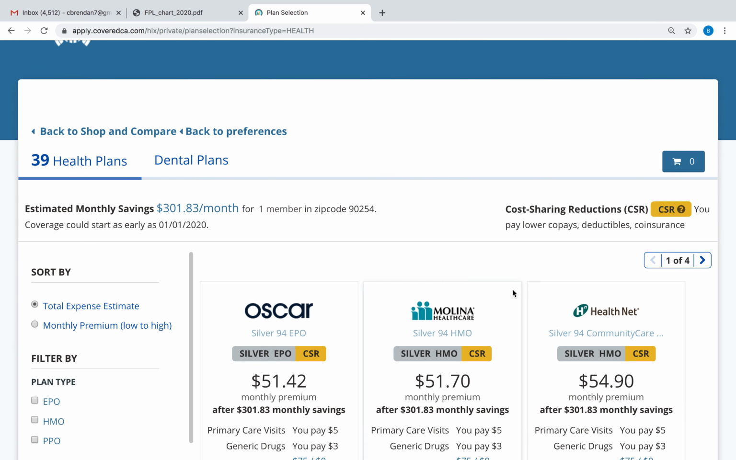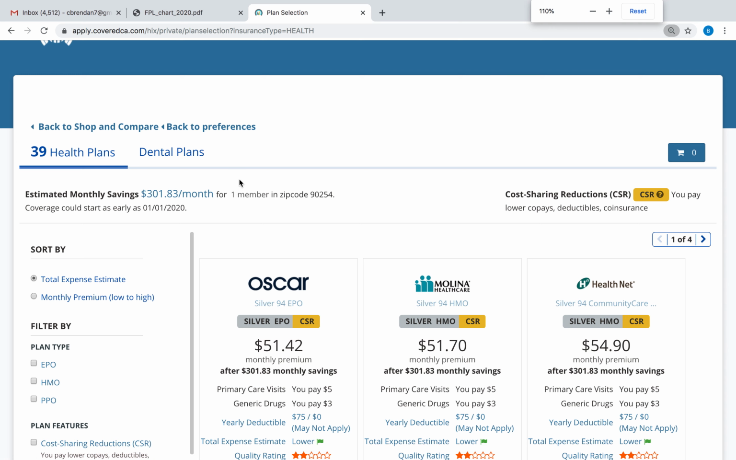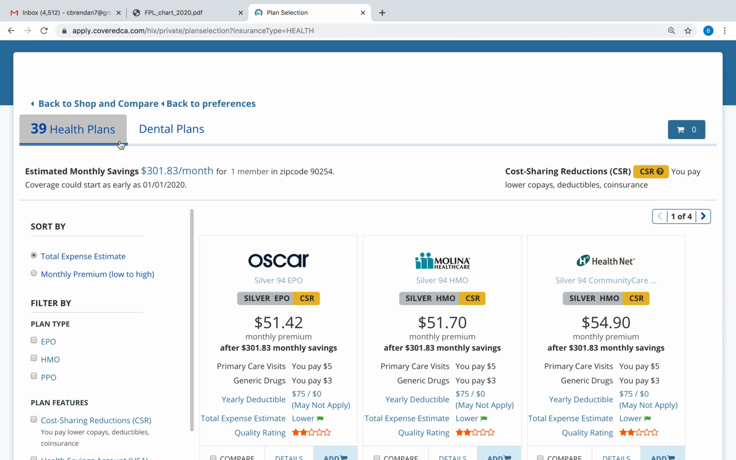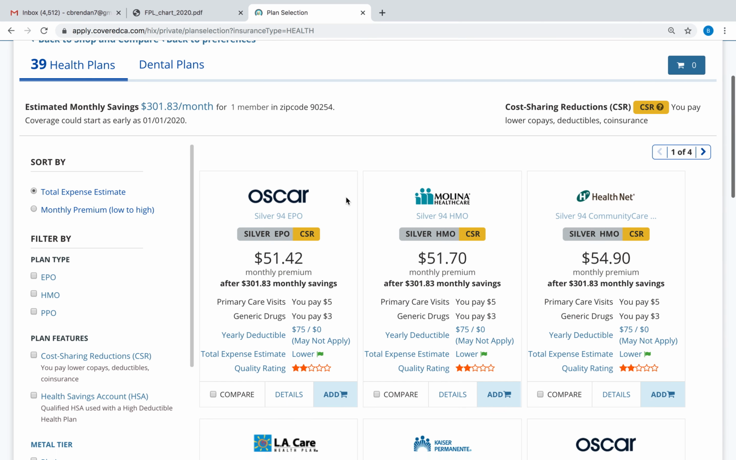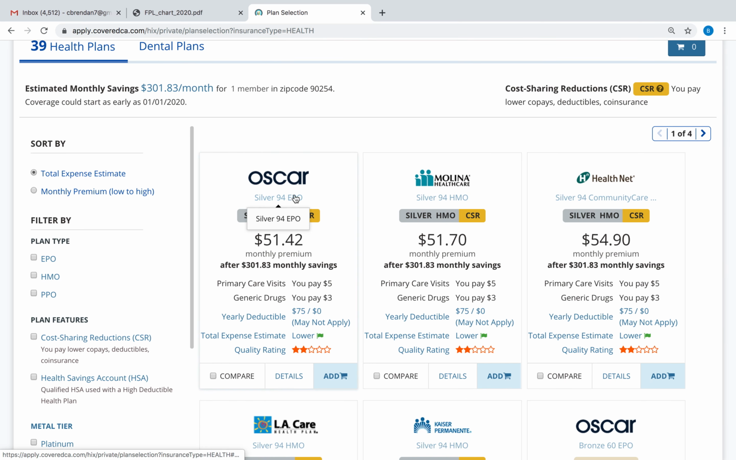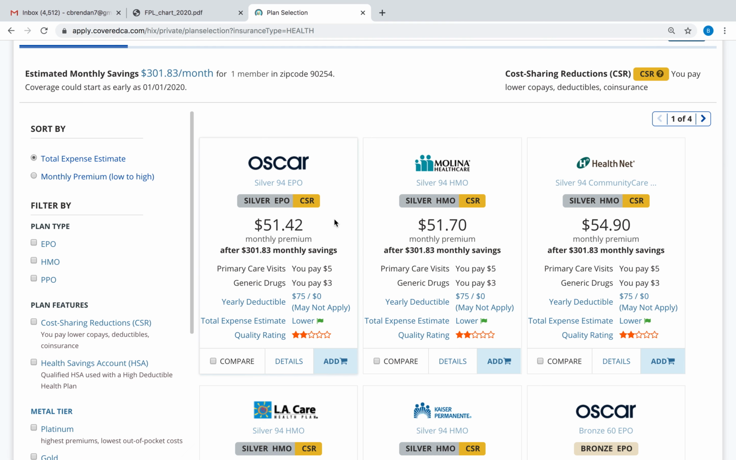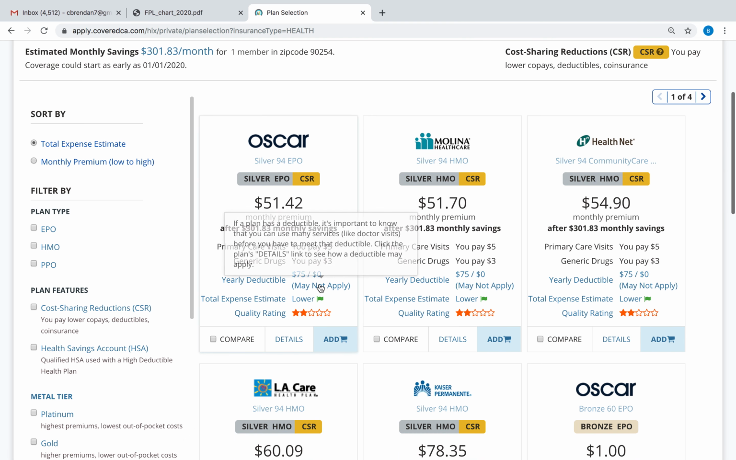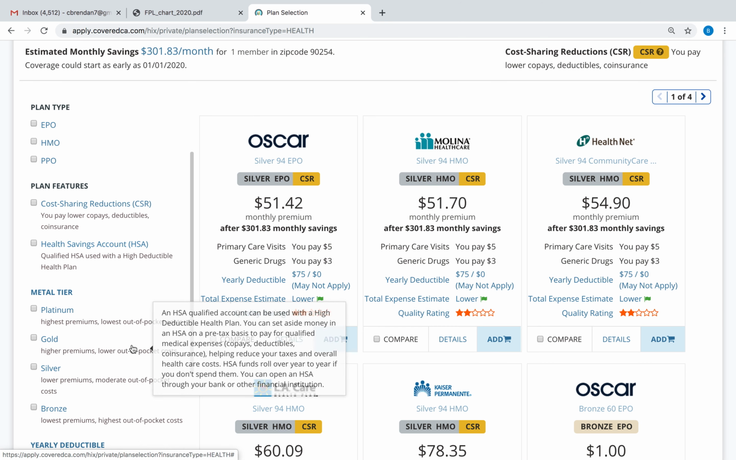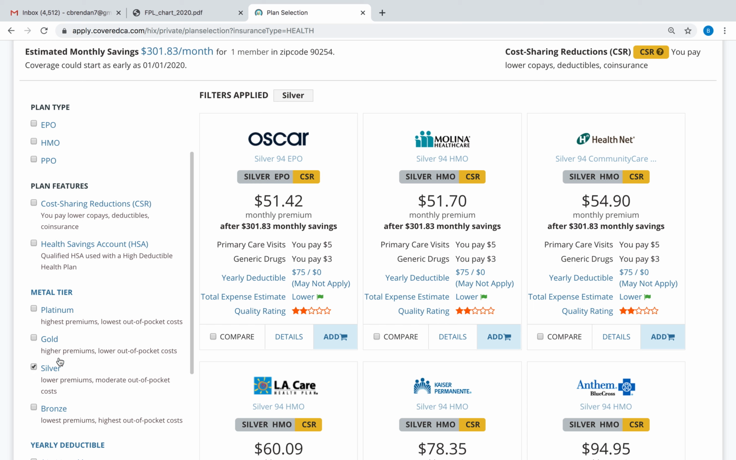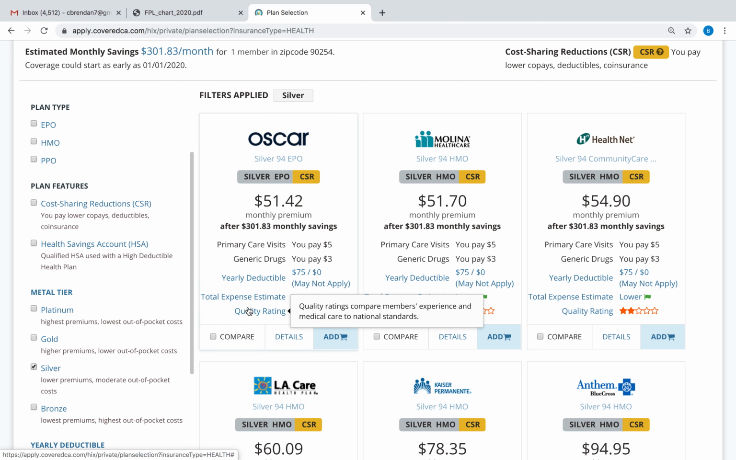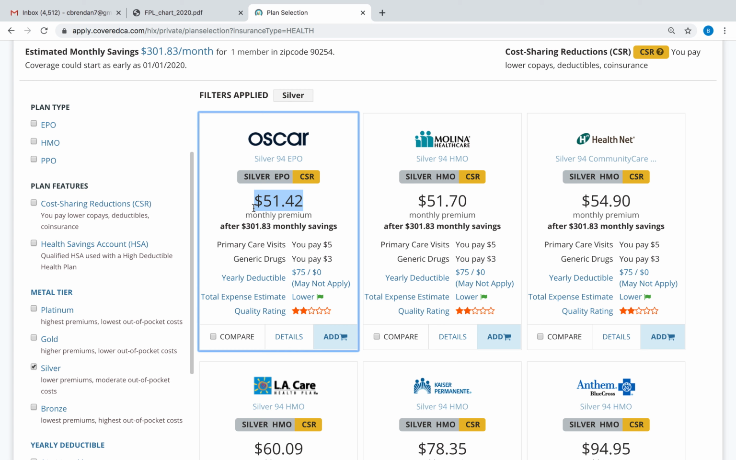Okay, so one thing to keep in mind here is that you qualified for, in this example, $301.83 a month for one person in the zip code, which gets you the silver 94. Obviously, you still will qualify for the bronze and the gold and all that, but the silver 94 will be the go-to plan. The silver 94 is the best plan that you can get. It has $5 office visits, $3 for medication, and it's really inexpensive.